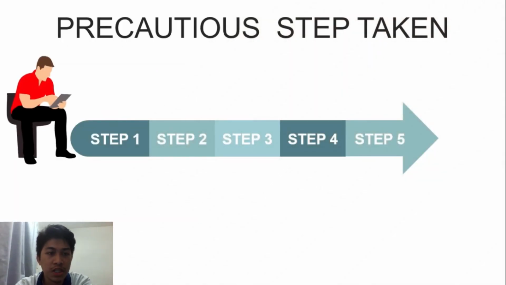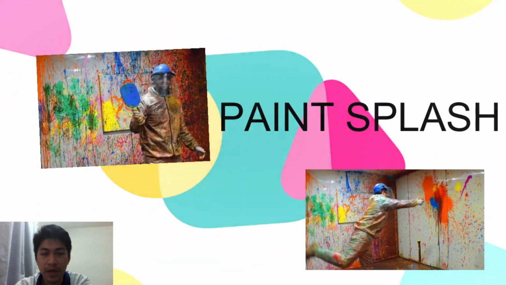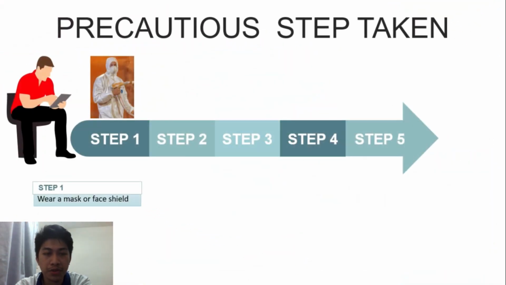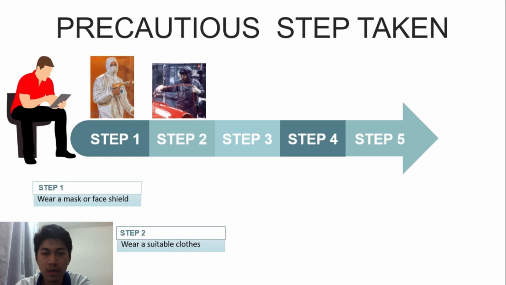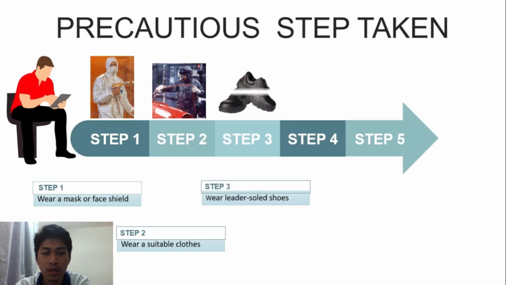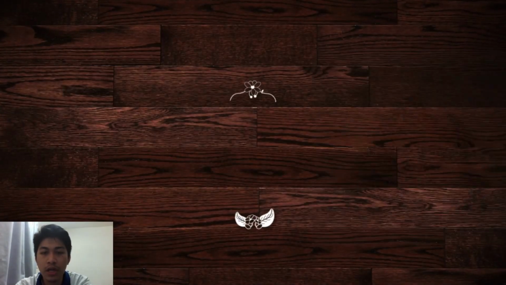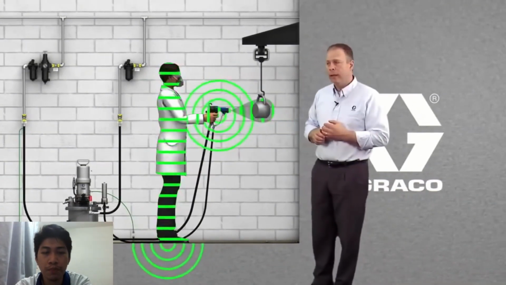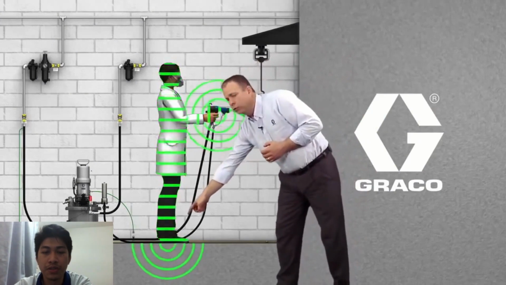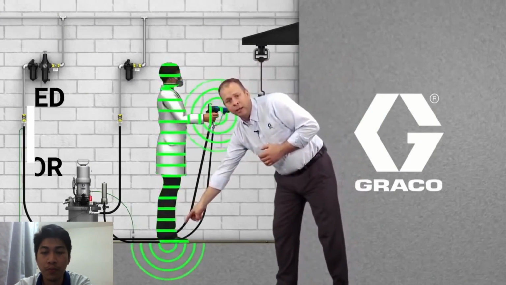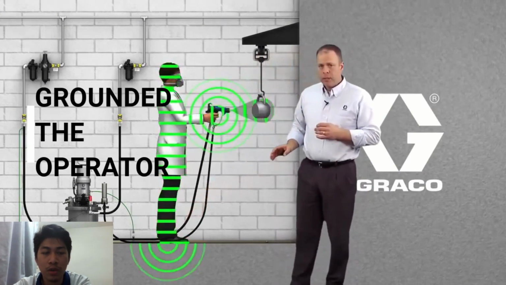Now I will explain the precaution steps to be taken before starting electrostatic painting. First, wear a mask or face shield to prevent exposure to the paint splash. Second, wear suitable clothes to facilitate movement. Third, the operators must wear leather-soled shoes that will help provide a grounding path for the entire body through contact with the shoes. It aims to prevent the operator from being exposed to the paint.